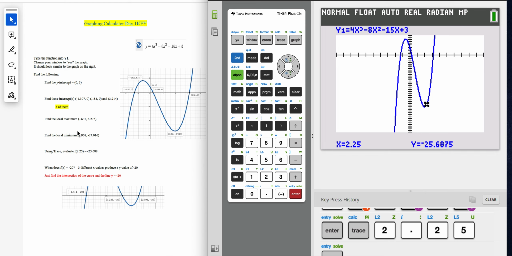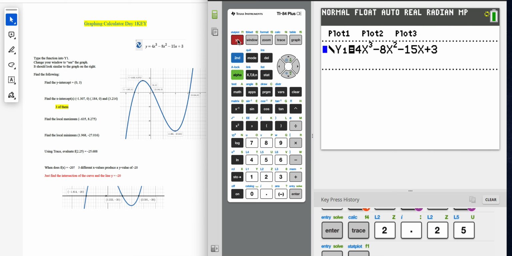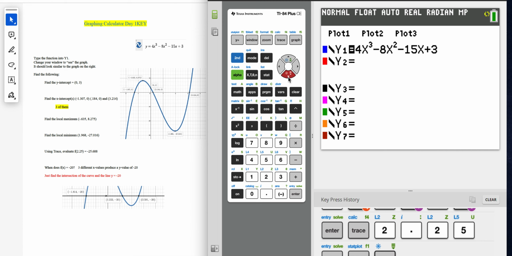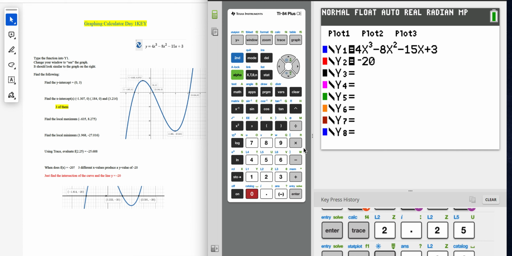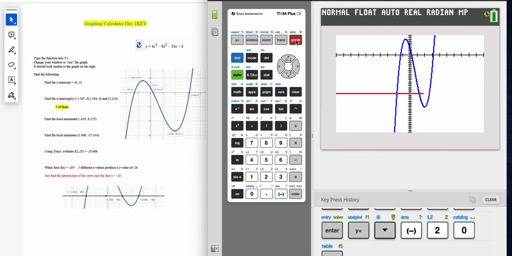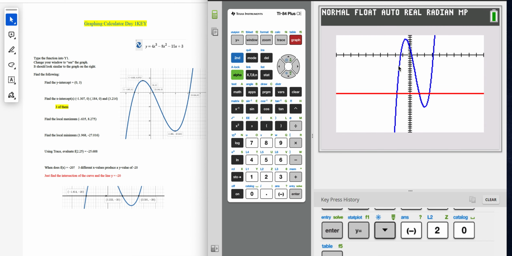Okay, now this question's a little more difficult, but your calculator can do it. When does the function equal negative 20? That's what this is saying. That's harder for your calculator, so what we're gonna do, we're gonna go back to y equals, we're gonna scroll down, and we're gonna put negative 20, remember, negative 20, not minus 20, negative when it's just by itself, minus when it's actually in a line of code. And so if I graph that, I'm gonna be graphing two things. I'm gonna be graphing my original function and the function negative 20.